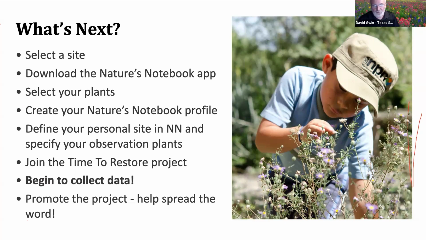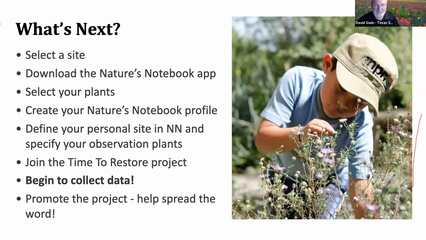Once you've done that, you will then do like you did in iNaturalist. You will go through Nature's Notebook, you will search for the Time to Restore project, and you will join it, okay? And when you join it, it will automatically make all of the data you collect part of the Time to Restore project. Anytime you are collecting data on the 29 species of plants, it will be added to the project, okay, automatically. The beauty of using the app is you don't have to tell it when you do it.